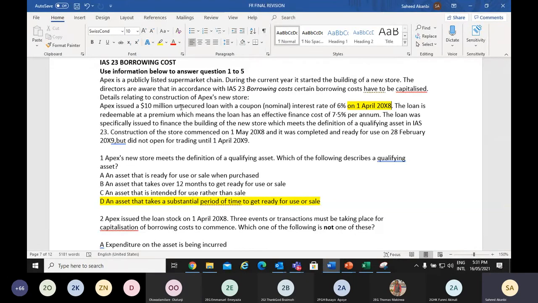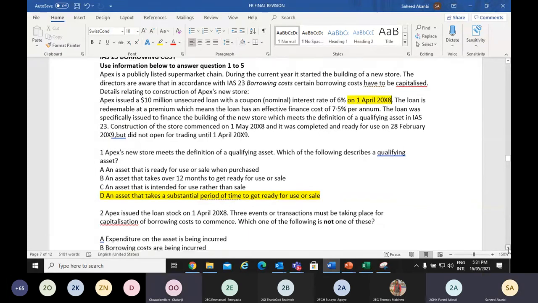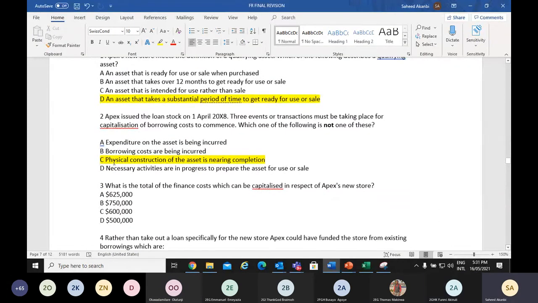Hello, are you fine? No. Why no? So can you go over it again? My understanding was that we will not capitalize until we have the commencement, right? Why do you tell me that C is an answer here? Because of its nearing completion. So it doesn't matter. I now see. It means that you only guess, and you guess right here, because there was nearing completion as part of this option.